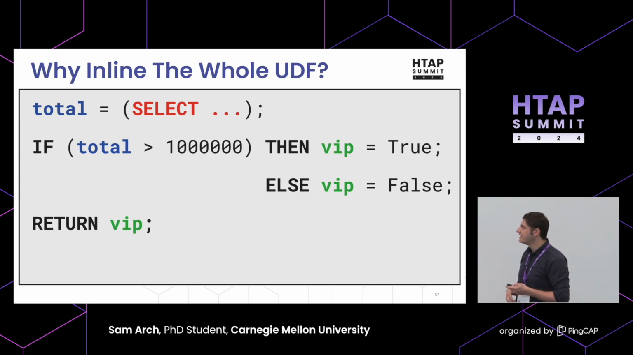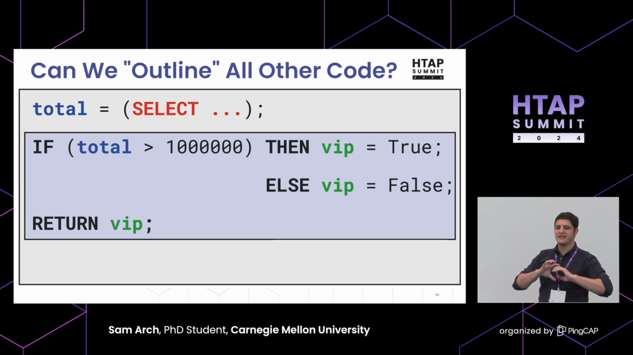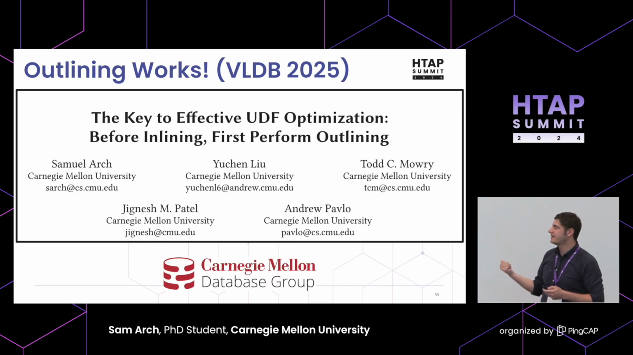Or in other words, is there a way that we can outline or hide everything in the UDF that the query optimizer doesn't need to know about? So what we did is we came up with a technique, UDF outlining, which does exactly what I just described and makes queries with UDFs way, way faster than inlining. And this is the basis of our 2025 VLDB paper, The Key to Effective UDF Optimization Before Inlining, First Perform Outlining from Carnegie Mellon University.